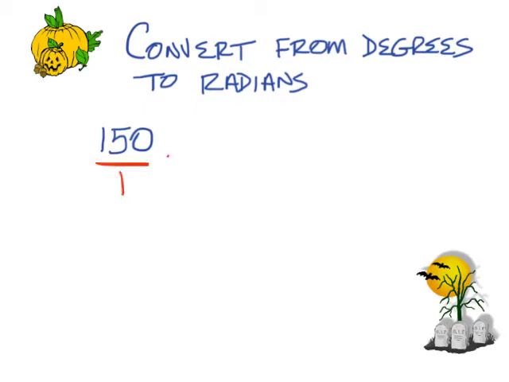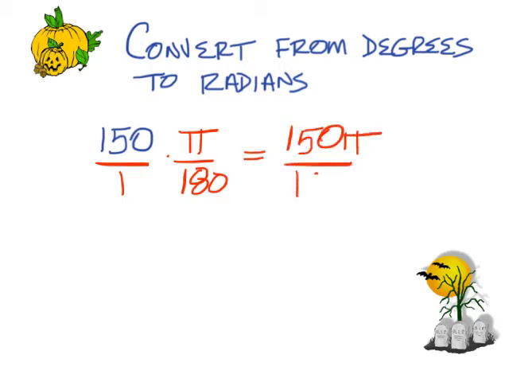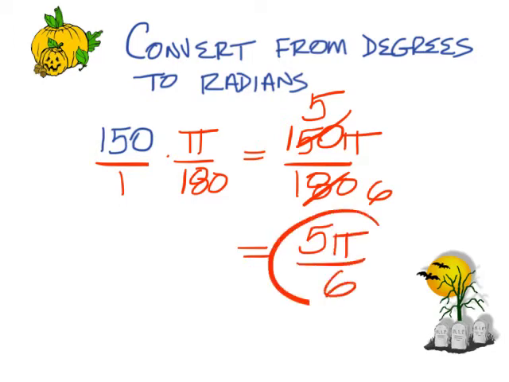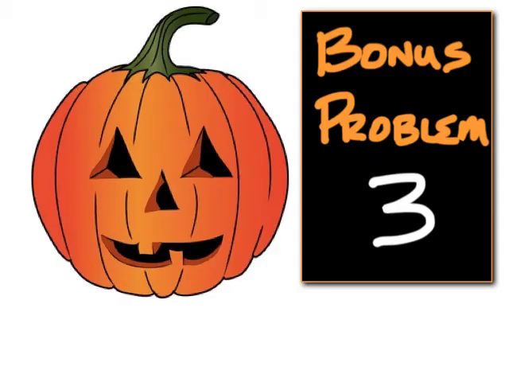For the practice problem, multiply by pi over 180. That's 150 pi over 180, and 30 will go into each of these. Into 150 5 times, into 180 6 times. So it's 5 pi over 6.